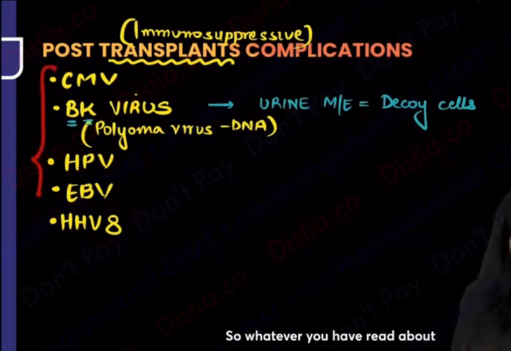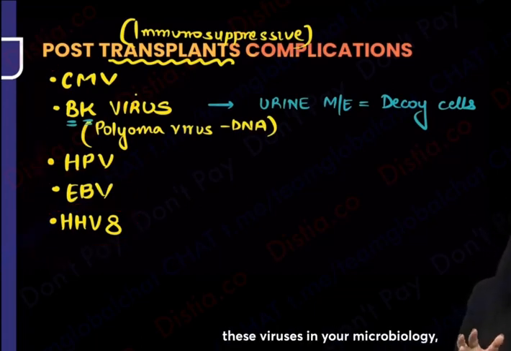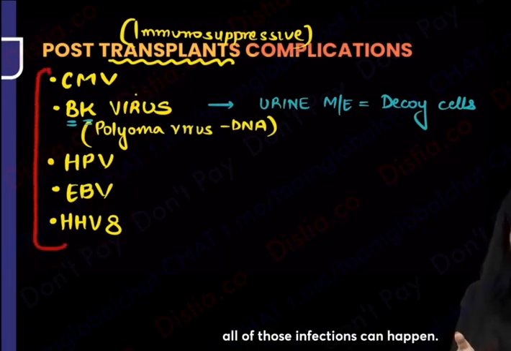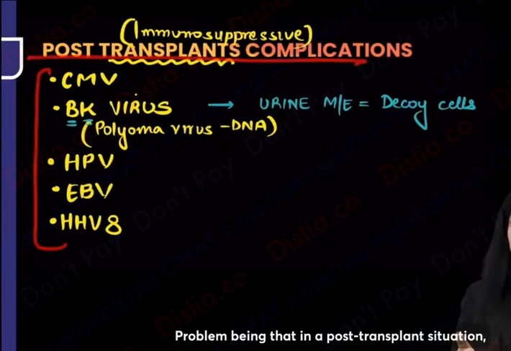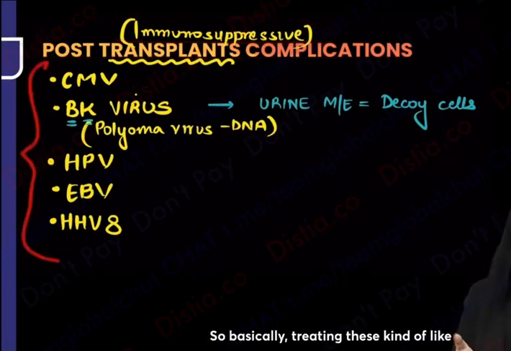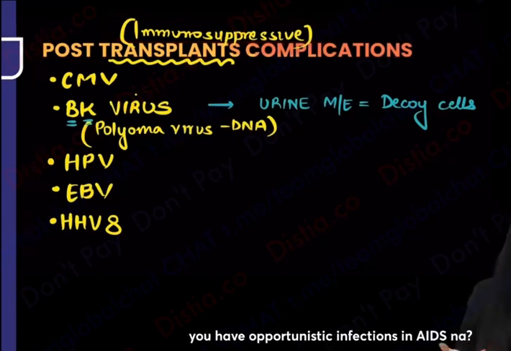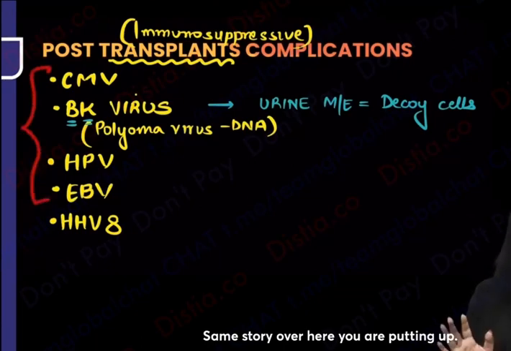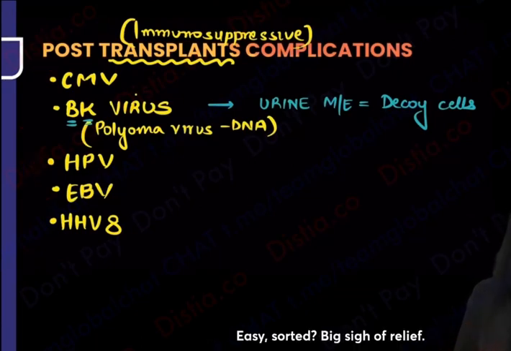So whatever you have read about these viruses in your microbiology, virology chapter, and even in pathology, all of those infections can happen. The problem is that in a post-transplant situation, my patient is in an immunosuppressive state. Like you have opportunistic infections in AIDS, AIDS is also immunosuppressive. Same story over here. Easy, sorted, big sigh of relief, transplantation is done.